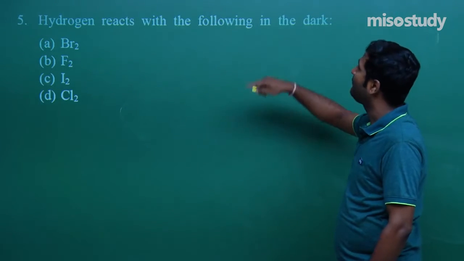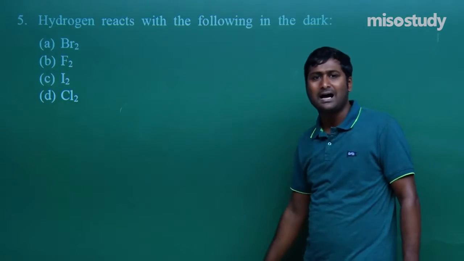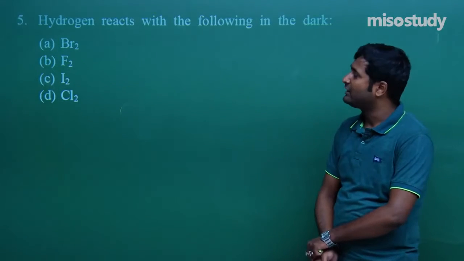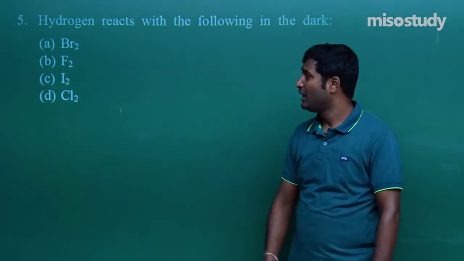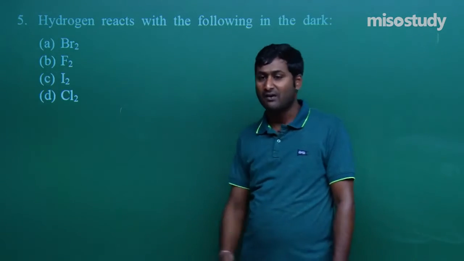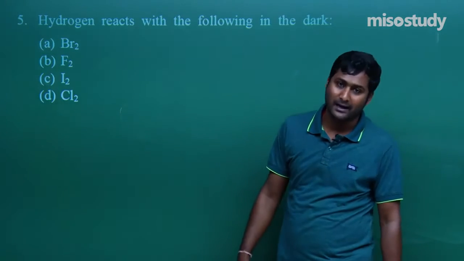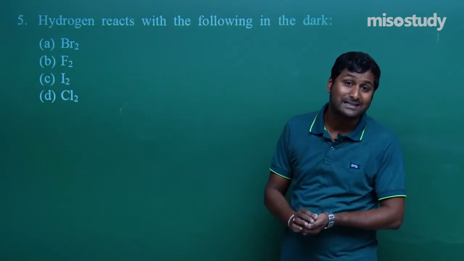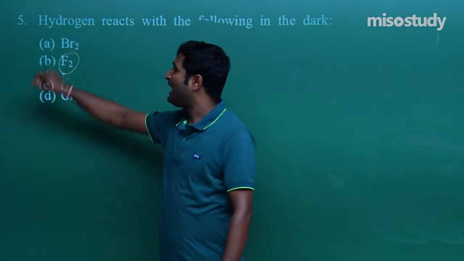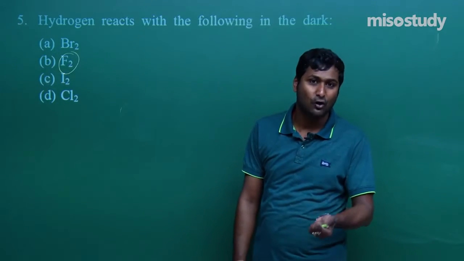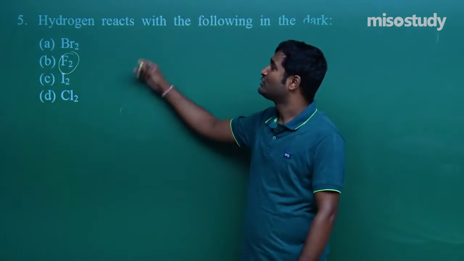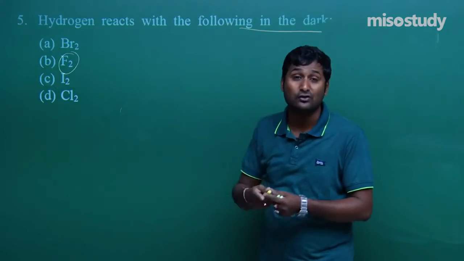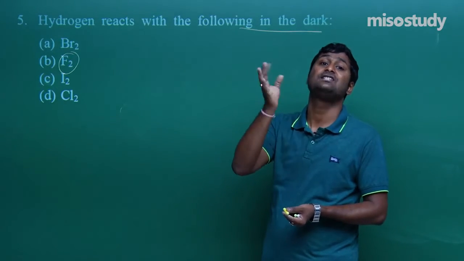Hydrogen reacts with the following in the dark. These all are halogens. Do you know what will happen? Yes, sir. When hydrogen is treated with Br2, it forms HBr. When treated with F2, it forms HF. When treated with I2, it forms HI. When treated with Cl2, it forms HCl. But as we know, F2 is more reactive than chlorine, than bromine, than iodine. So hydrogen will react in the dark, that is, there is no requirement of any initiating agent.